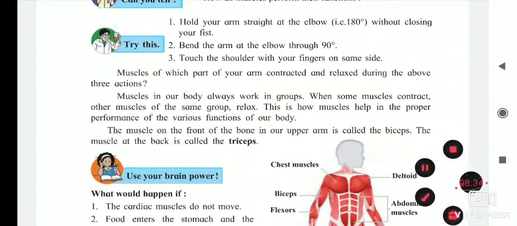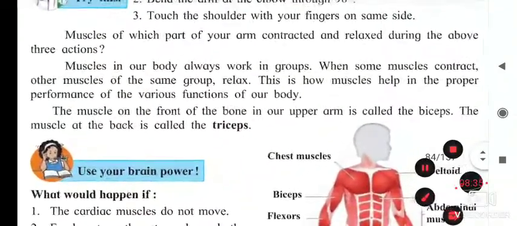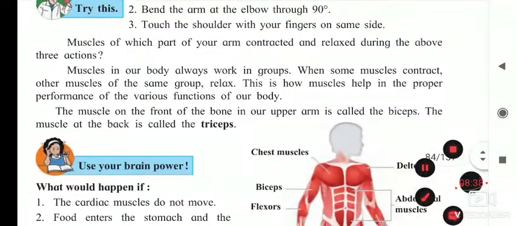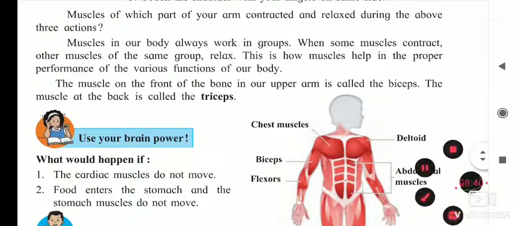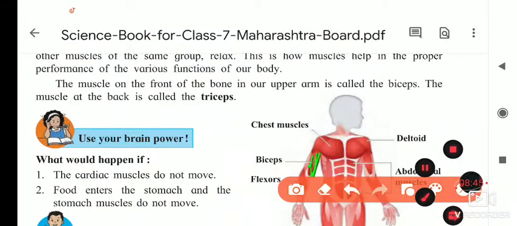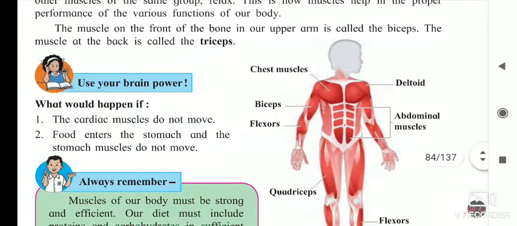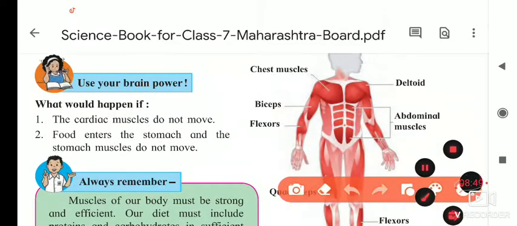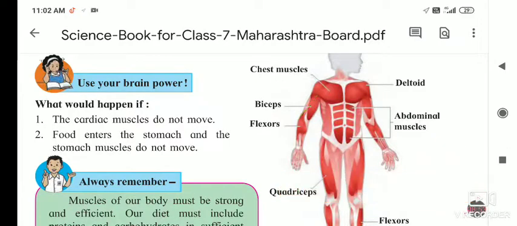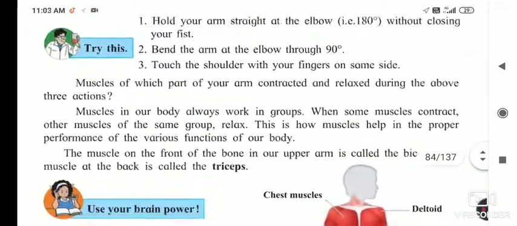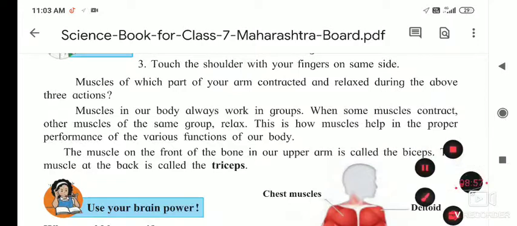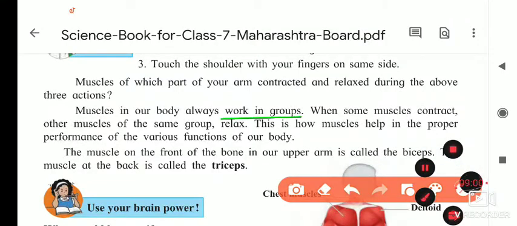So what are the names of these muscles? The biceps and the triceps. Biceps are present here in front. Where you show your power or body, at that time you are showing the biceps. And the triceps are present below this, behind the biceps. So muscles in our body always work in groups.